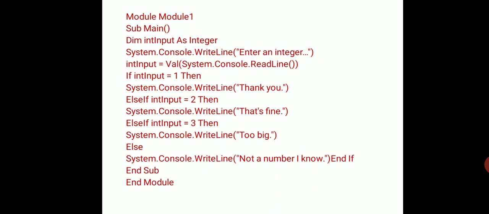Else if int input equal to 2, then System.Console.WriteLine "That's fine". Else if int input equal to 3, then System.Console.WriteLine "Too big". Else System.Console.WriteLine "Not a number I know". So end if. Okay, so this is how to use the if statement.